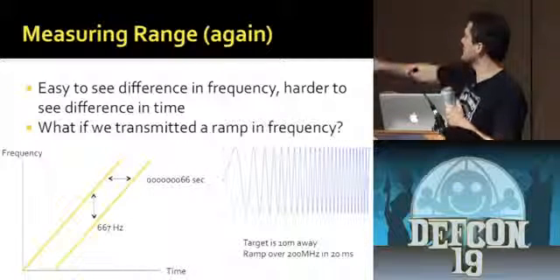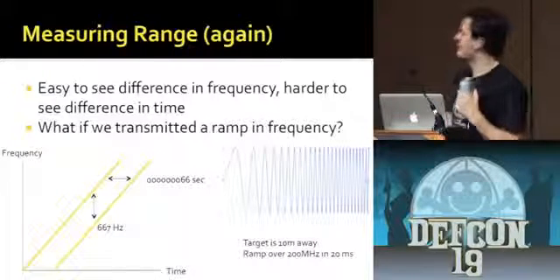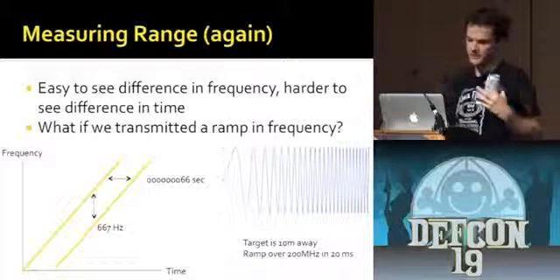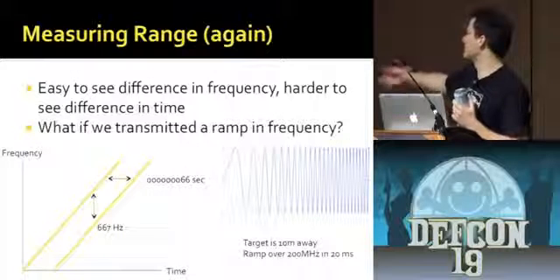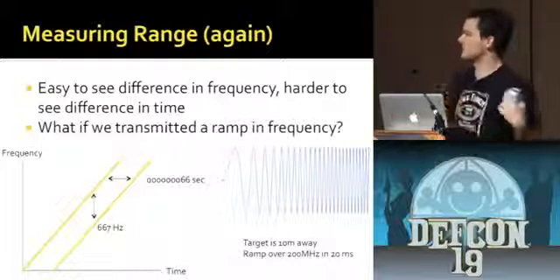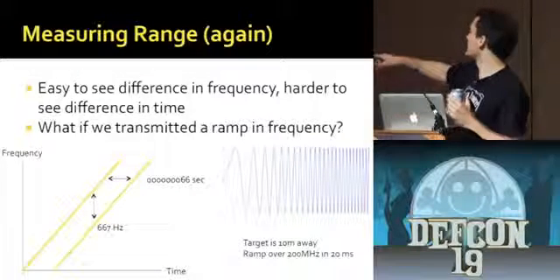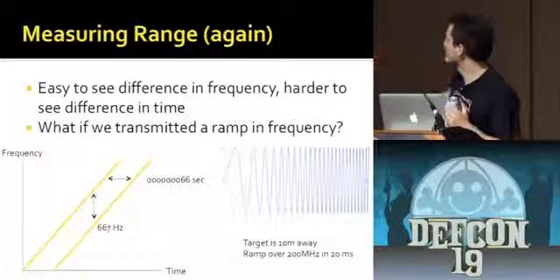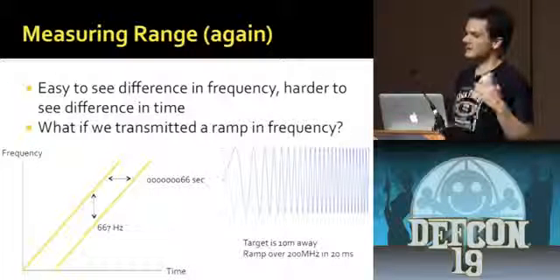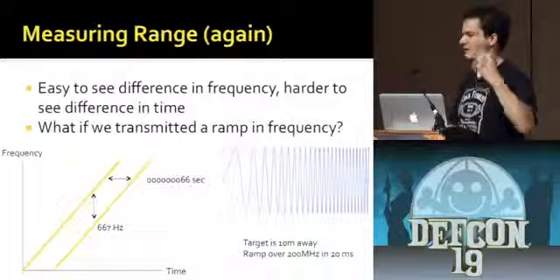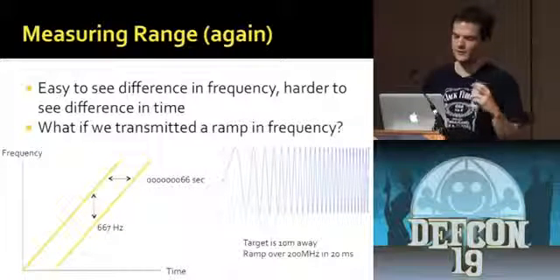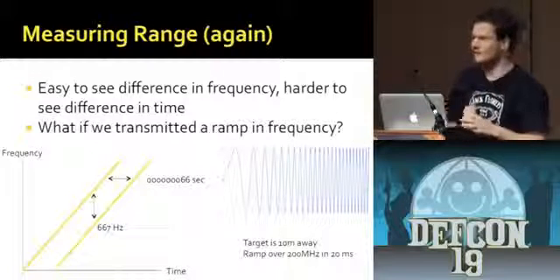If you mix those two signals together using a mixer, you will get out basically the difference in frequency between the two signals. Practically, let's say we have a 10-meter target, something that's 10 meters away. If we ramp over 200 megahertz in 20 milliseconds, which is something we can achieve pretty easily, that delay, I think it's 66 nanoseconds or something, turns into 667 hertz, which is in the middle of the audio range. I could sample that with a sound card and tell you how far away you are. So this is known as FMCW radar, frequency modulated continuous wave, and I think that's how most of the systems work today.